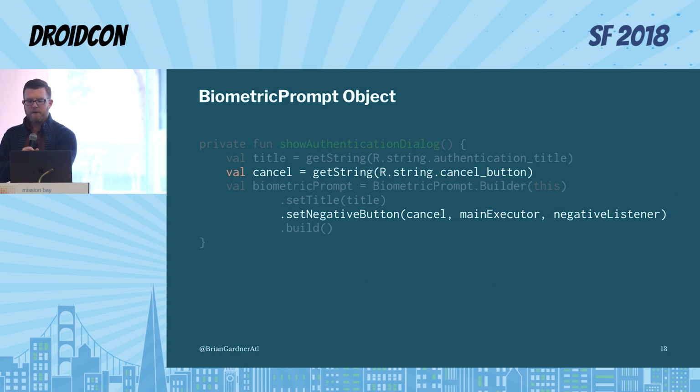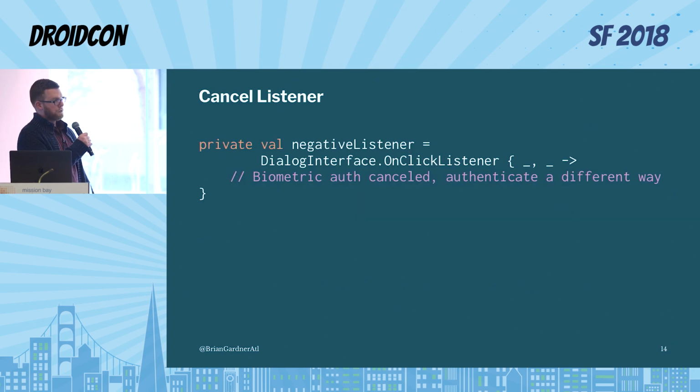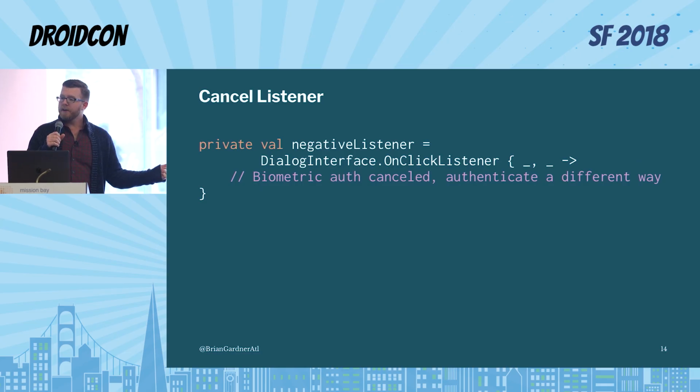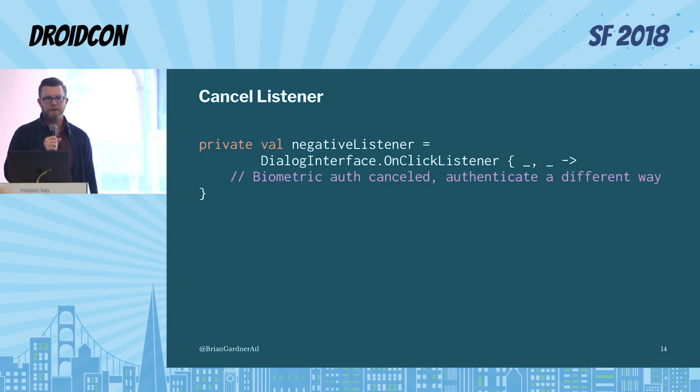The listener is not super exciting, if I'm honest. It's just a regular dialog on click listener. I'm not using the parameters there, but if you're interested, the first one is the dialog. The second is an integer that tells you which button is clicked. But in this case, we have one button, so again, not super exciting. Inside of this listener, you would typically go to a login screen if you weren't already there. If you are already on the login screen, maybe you show a message saying, hey, you didn't want to use biometrics, okay, just log in with your username and password.